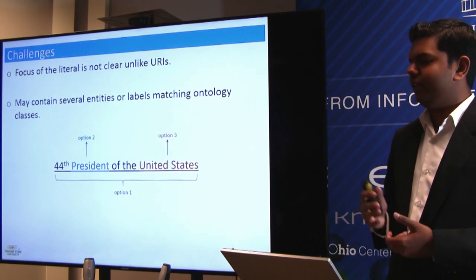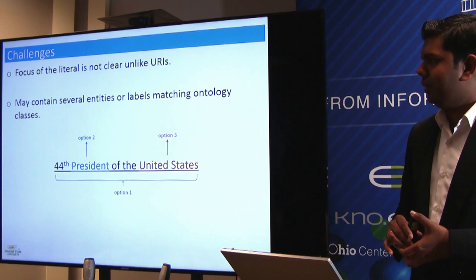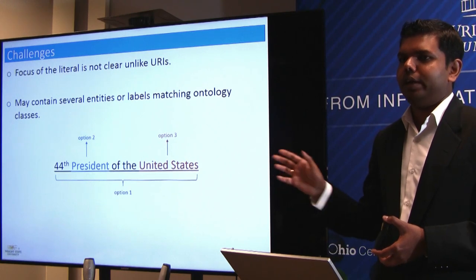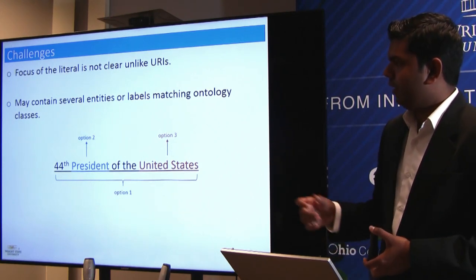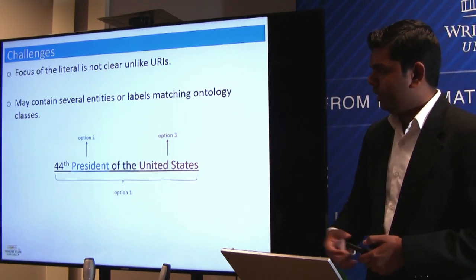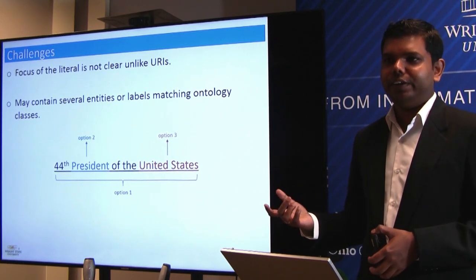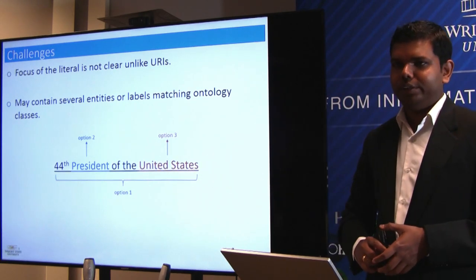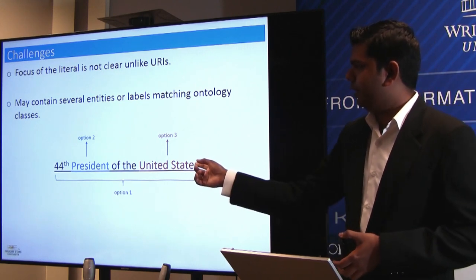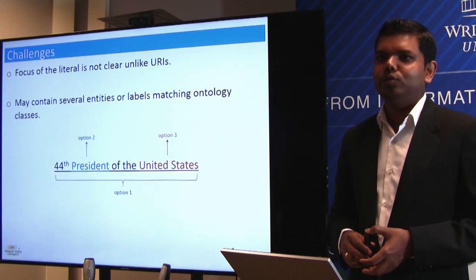So what are the challenges? Is it simply always one option that we get to type? Take this example, like 44th President of the United States, which refers to Barack Obama. The different colors represent different options that we can pick to represent the type. Is it talking about the president, or is it talking about United States, which is the country, or the entire phrase altogether? So which option should we pick, or which is the correct type? If you pick the type as country for this, it's incorrect, because it's talking about the president, who is a person.